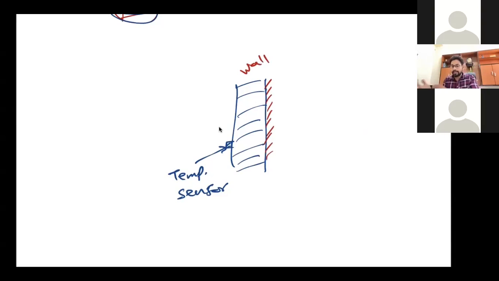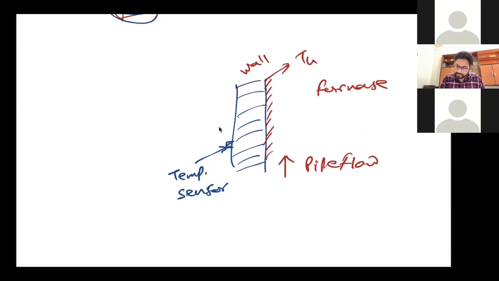What's happening inside? This can be a furnace, or this can be some pipe flow with hot water or something like that. So it can be anything. Okay, and what you see here generally has a TH, that's a higher temperature, and this side is air. So T air is always 20 degrees, but TH can be greater than T air.